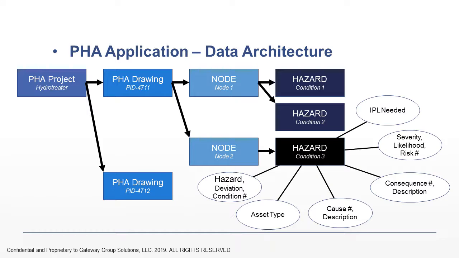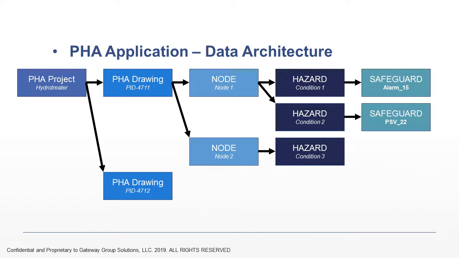Each hazard is described by a number of attributes as well: the hazard/deviation/condition number, the affected asset type, for example, equipment, instrumentation, or piping, the cause number and description of what the cause may be, the consequence number and description of what the consequence might be, the severity, likelihood, and risk number, and even the independent protection layers needed. The risk specification and calculation is likely to be different for each client, and there's a mechanism to ensure that your risk ranking is used rather than just some out-of-the-box cookie-cutter approach.